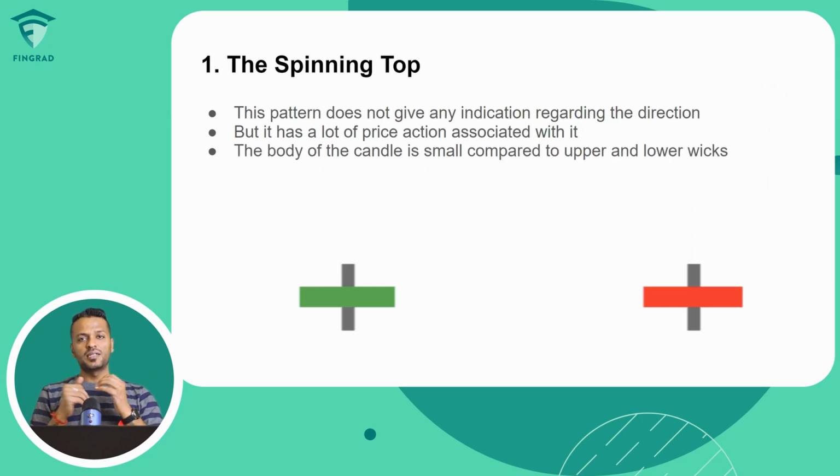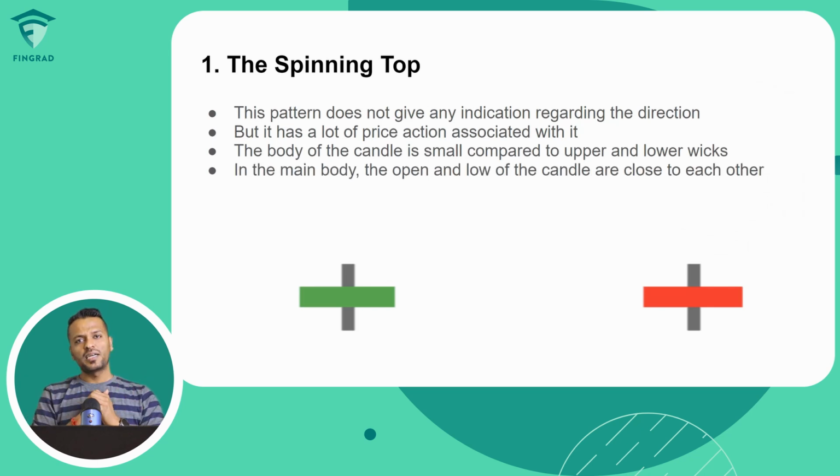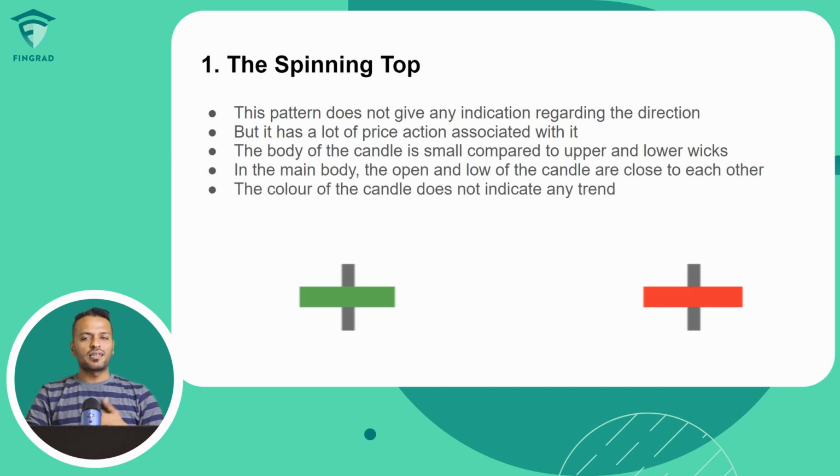The important physical characteristic of this candlestick is that the body of the candle is smaller compared to the wicks or the shadows of the candle. And in the body of the candle, as I've already told you, the color doesn't make a difference, which means the close and open of the candle are very close to each other, and the size of the overall candle is also very small. The color doesn't hold much relevance to what could be interpreted as a trend for the next day. So these are the important features of a spinning top.